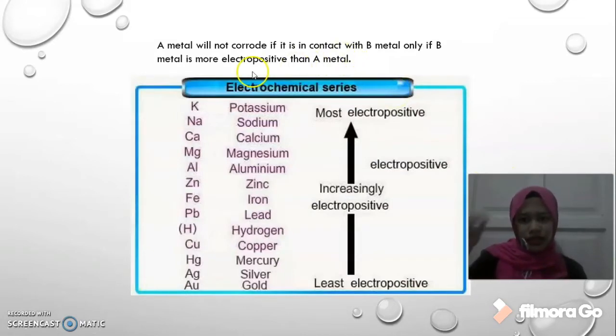A metal A will not corrode if it is in contact with B metal only if B metal is more electropositive than A metal. For example, if we coat iron with aluminium, the iron will not have any rust because aluminium is more electropositive than iron.